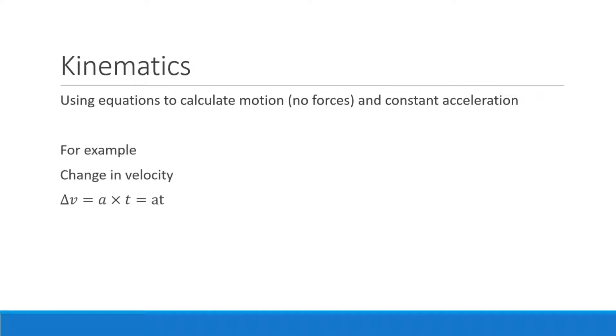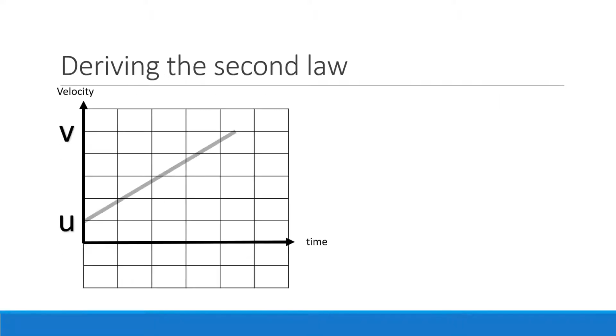So for example, a change in velocity is AT, because A is a change in velocity over time. So if you neutralize that, you get AT. So if you take your initial velocity, you add on your change in velocity, you get a final velocity. That gives you this equation, V equals U plus AT, which you can rearrange to wherever you want. A equals V minus U divided by T, which is the change in velocity over time, which is exactly what acceleration is.